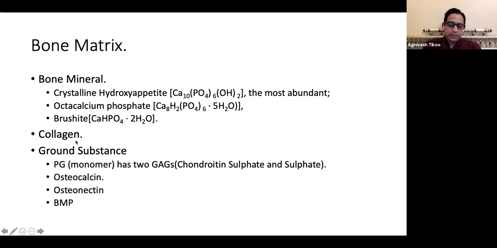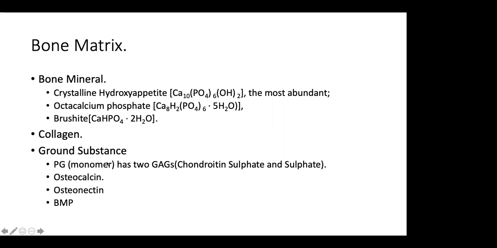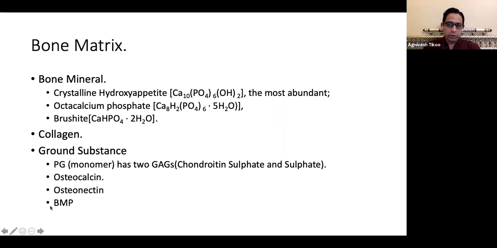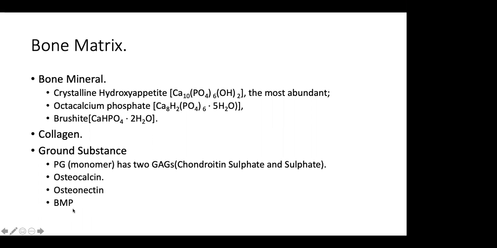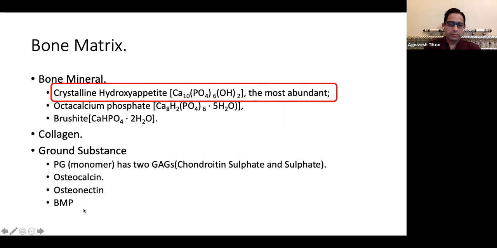The other one is collagen. You need to understand what type of collagen it is: predominantly type 1 collagen. Ground substances are also there, which are glycosaminoglycans, chondroitin sulfate, osteocalcin, osteonectin, and bone morphogenetic protein. Bone morphogenetic protein is believed to stimulate bone formation, and it has also been used clinically to augment bone fusion.